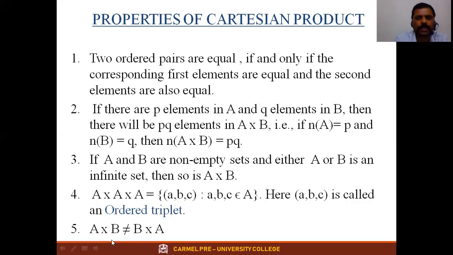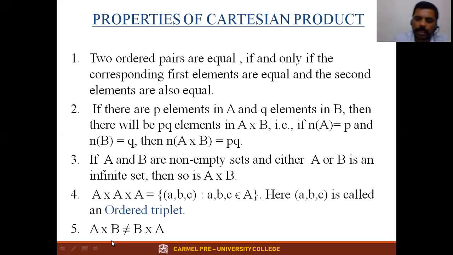Next, the fifth one. If A and B are two different sets, A cross B is not equal to B cross A. I'll explain this with respect to one sum. Keep in mind always that A cross B is not equal to B cross A whenever A and B are different.